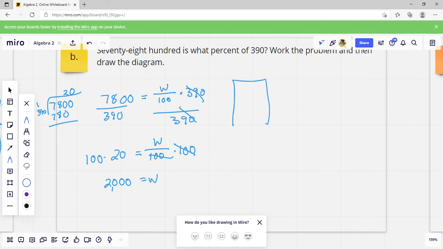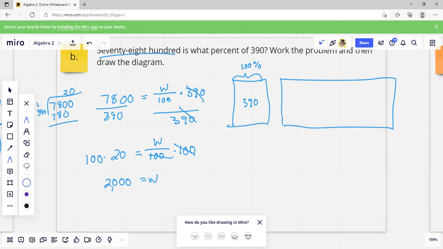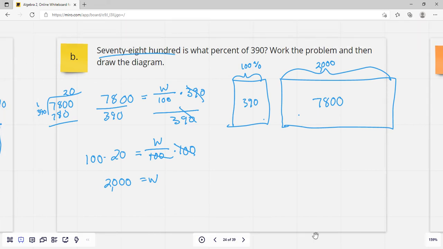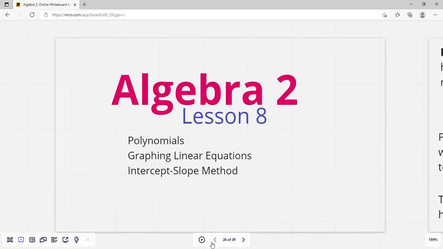Alright, for our diagram, if we had 100% is 390, right? And 7,800 is a lot more than that. It's going to be a lot more than 100%. It is going to be 2,000%. Right? Because there would be 20 of these boxes that fit into there. Oh, went too far.